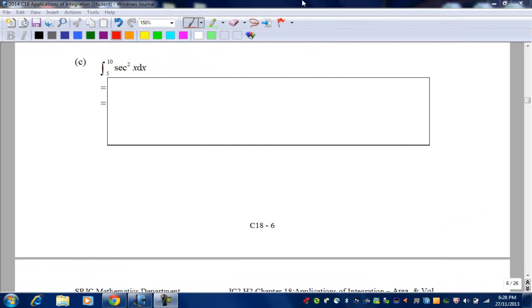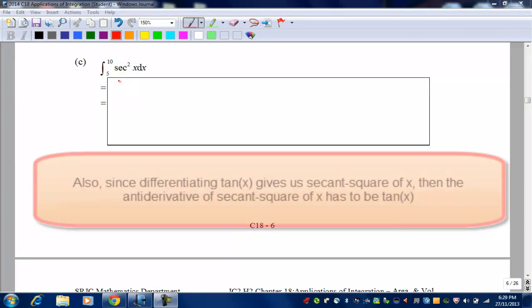Right, next example, example 2c. We are required to integrate from 5 to 10 of secant square x dx. And based on what you have learned in basic integration technique under the section of integration by standard form, you should be able to understand that integrating secant square x gives us tangent x.